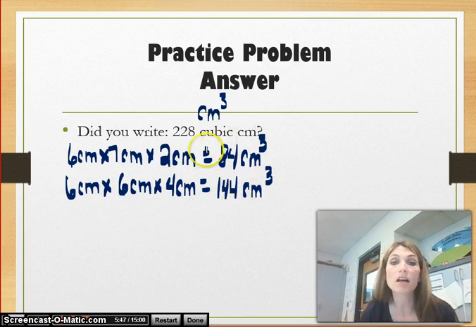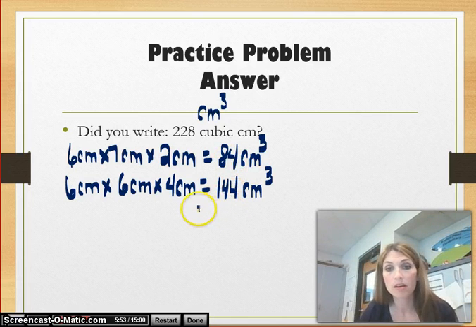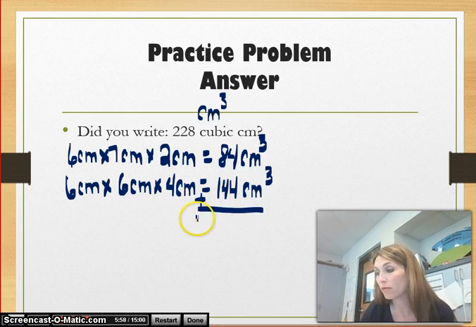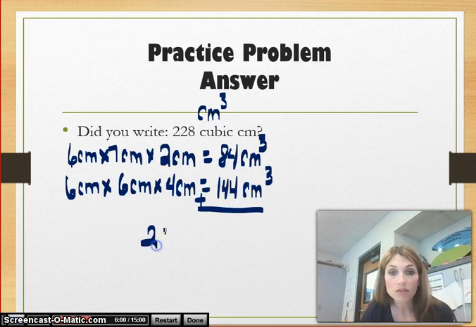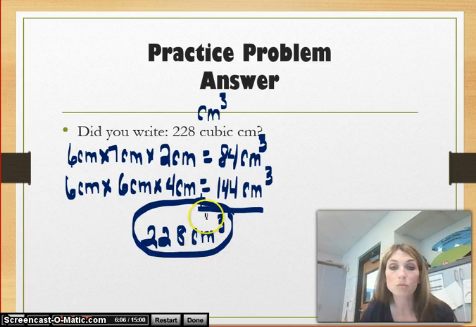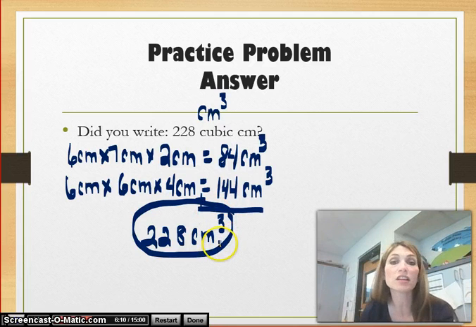Remember, we're finding the volume of the complete solid, so we have to add both of those together. So if I go ahead and do that, add 84 and 144, that's going to give us 228 centimeters cubed. Our final answer, and it's really important that we label that correctly. If you got that, good job. Let's take a look at our next practice problem number 2.